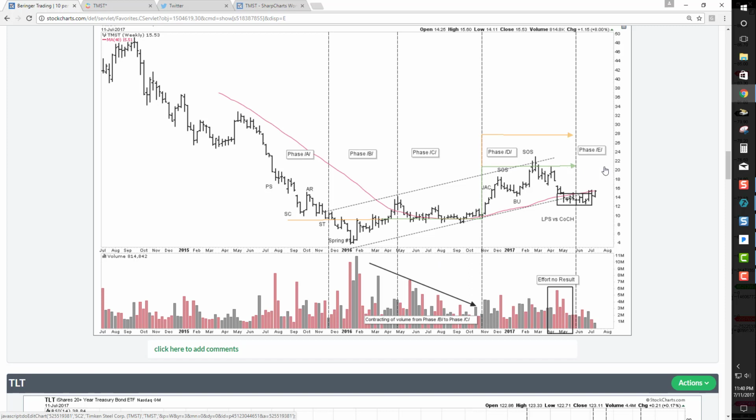But we have some very bullish price objectives. They should be a little bit higher than $20 and $28, but for now I'm going to leave them right there. I think that's a very reasonable target. Looks like we're going to break out in the weekly chart.